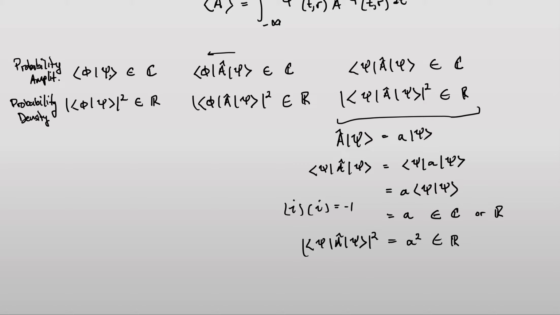So whenever you see something without the square, think, okay, this is literally just a number. This is my probability amplitude, and I can go from there. When you see the square, you think, okay, this is the thing I'm actually going to measure. This is a real number. These guys are real numbers.